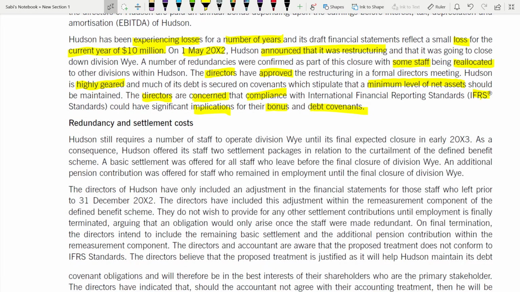Redundancy and settlement cost. Hudson still requires a number of staff to operate division, let's say V, until its final expected closure in early 2003. So early 2003 is the final expected closure. As a consequence, Hudson offered his staff two settlement packages in relation to the curtailment of the defined benefit scheme. One is a basic settlement, offered for all staff who leave before the final closure of the division. And an additional pension contribution was offered for staff who remain in employment until the final closure of the division.